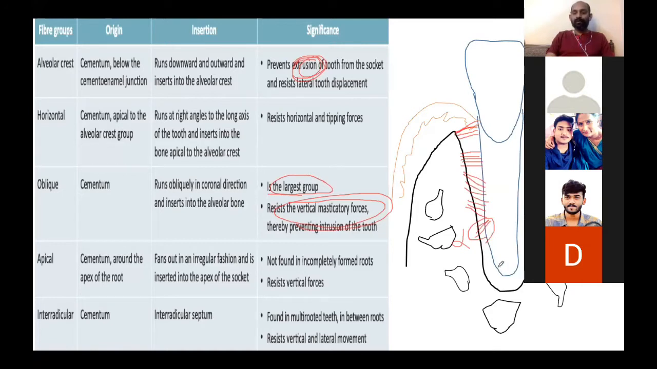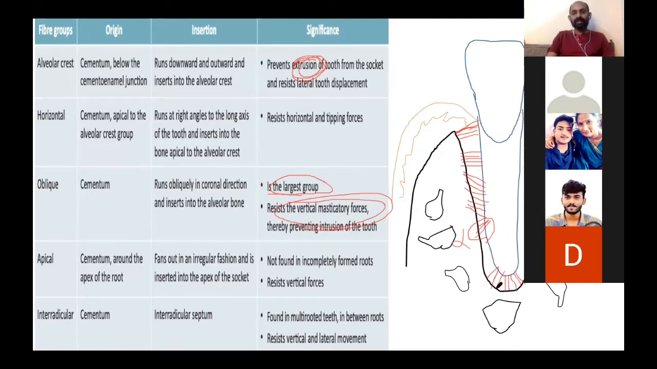Then the fourth group of fibers are something which are called as apical. So as the name indicates, apical meaning apex of the tooth. They should be somewhere here. So they start from the cementum and they get inserted somewhere here. Okay, so this is your apical group of fibers. So as the name indicates, they are apical, located on the apex of the tooth. So they run from the cementum and get inserted onto the alveolar bone which is there. So the primary function of this is also to prevent intrusion of forces.